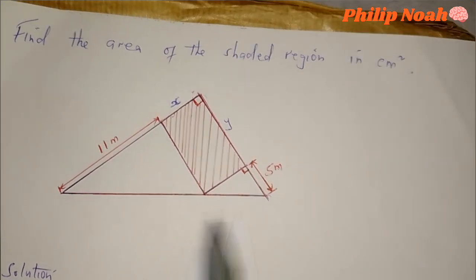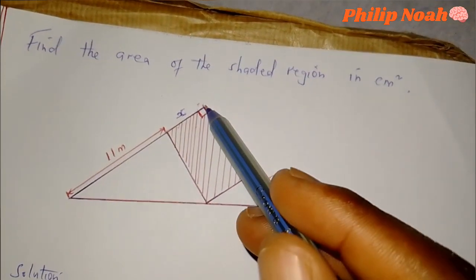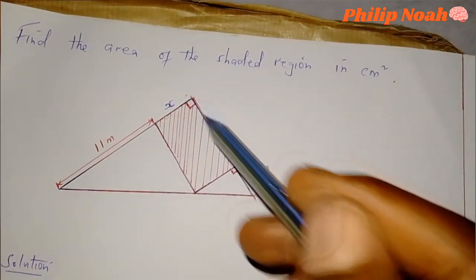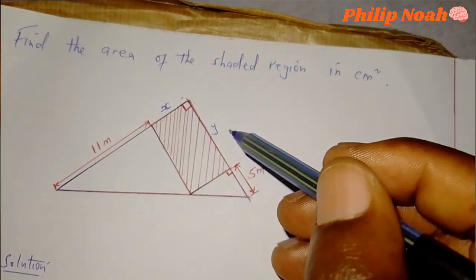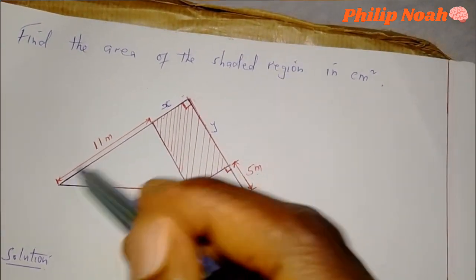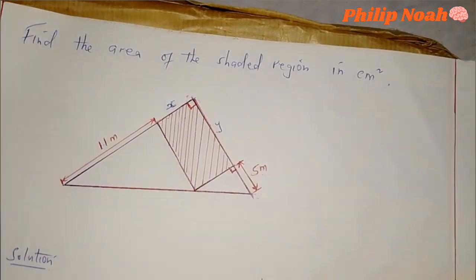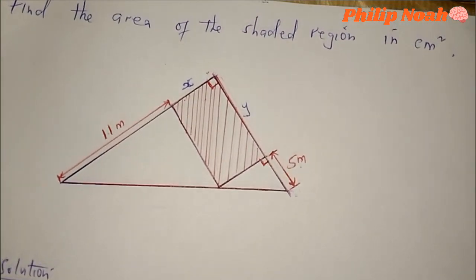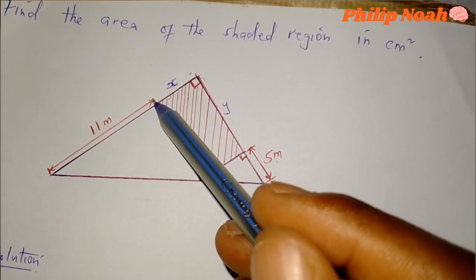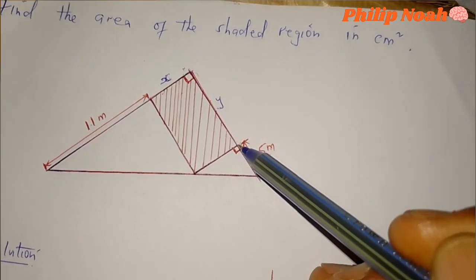So that one of the shorter dimensions of this triangle, this one becomes y. From this point to this point becomes y plus 5. And then from this point to this point becomes 11 plus x. Hope you are getting what I'm saying. We shall name this length x, and from this point to this point as y.